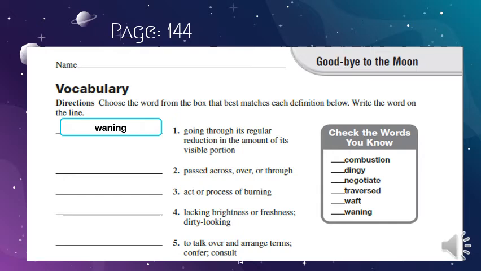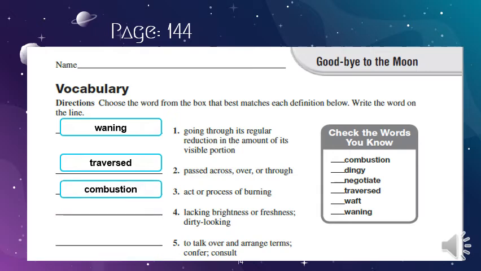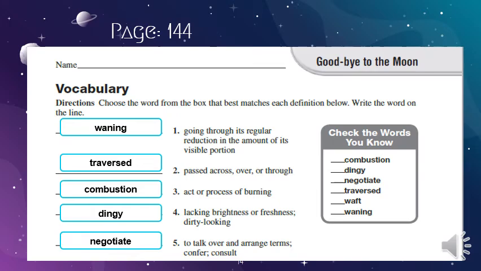Number two, passed across or over or through. It's traversed. And then we have the act or process of burning, which is combustion. And number four, lacking brightness or freshness or dirty looking. Yeah, dirty looking, dingy, or lacking brightness. Number five, to talk over and arrange terms, confer and consult. Yeah, it means negotiate.